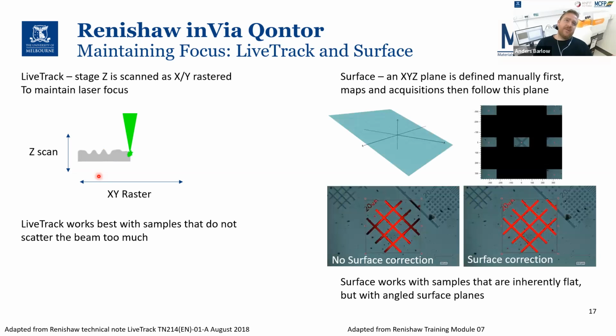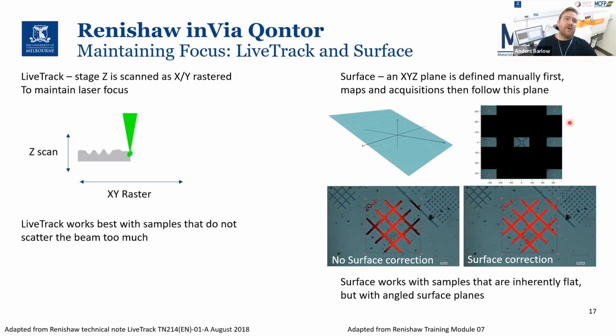The other method of keeping the sample in focus is a simpler method, but a very robust method as well, and that is called surface, where you effectively define an XYZ plane on your sample beforehand, and then when you define your acquisition and your map, the software will follow that XYZ plane.